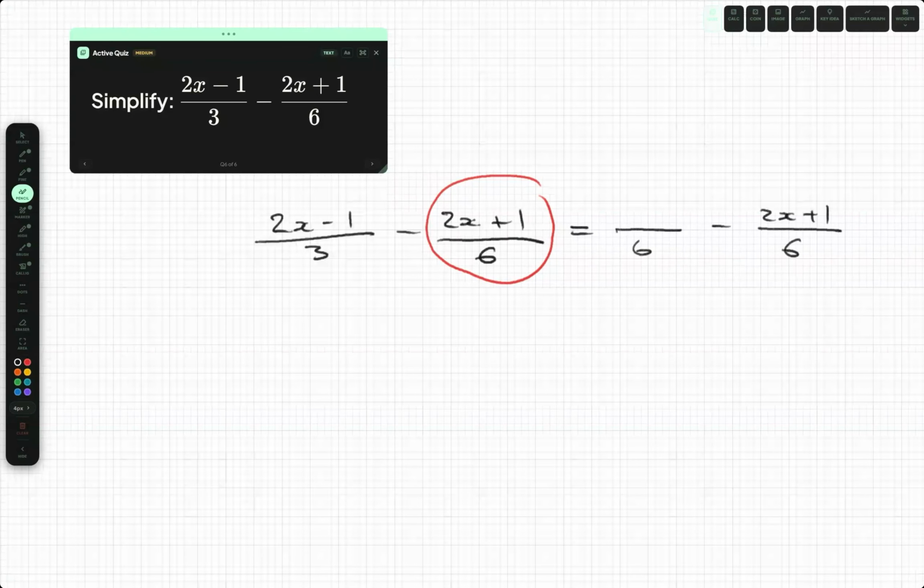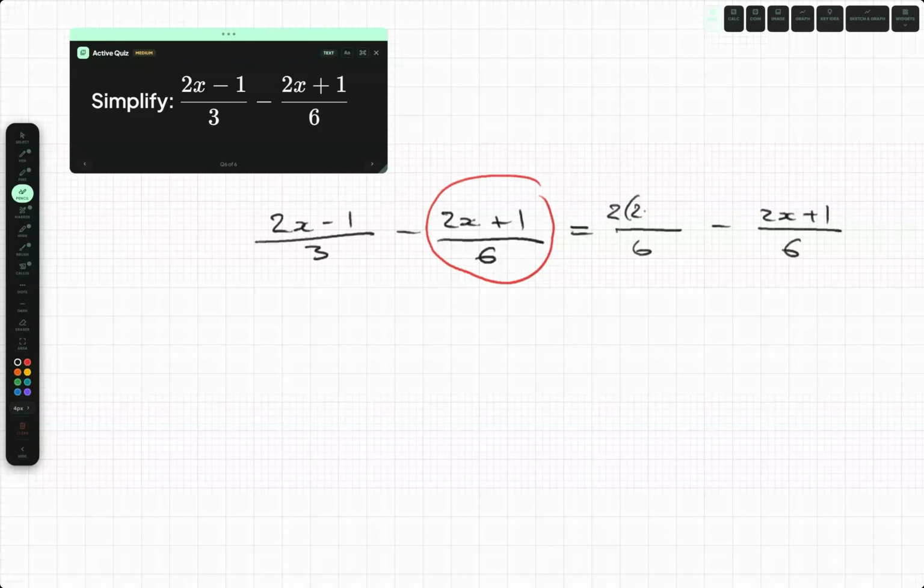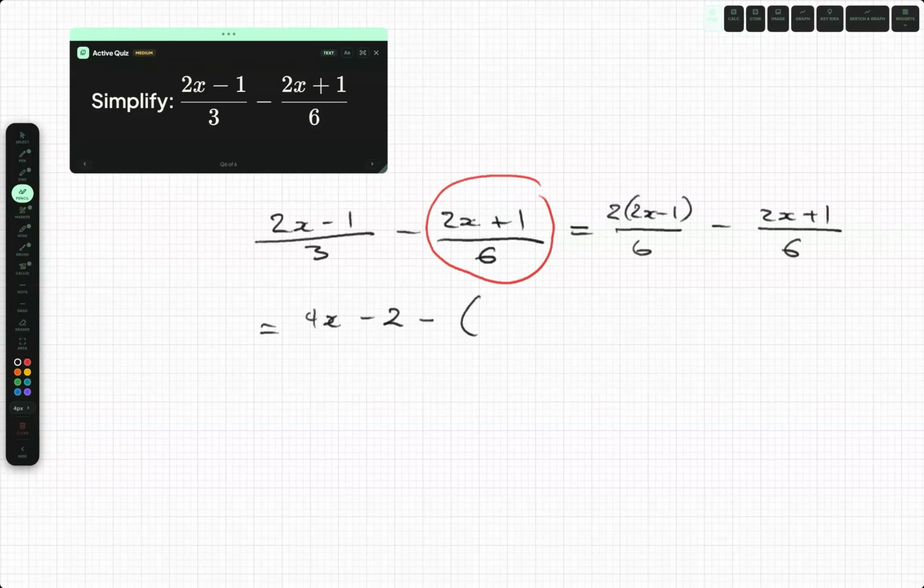Okay, we have multiplied this first fraction by 2, so we have to do the same thing here. And then once we're done, we're going to expand. So 2 times 2x is 4x, and 2 times negative 1 is negative 2. Minus, keep everything in brackets. Well, we don't have to for this one, but you can. You can do it again if you would like to.